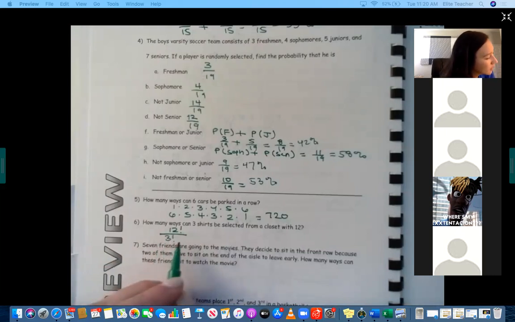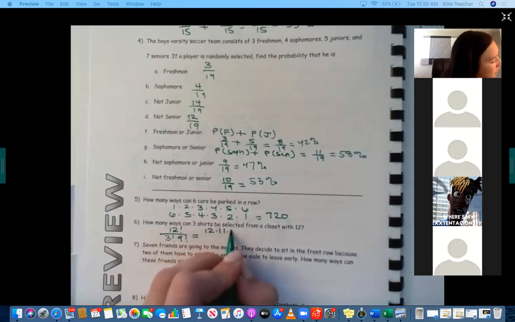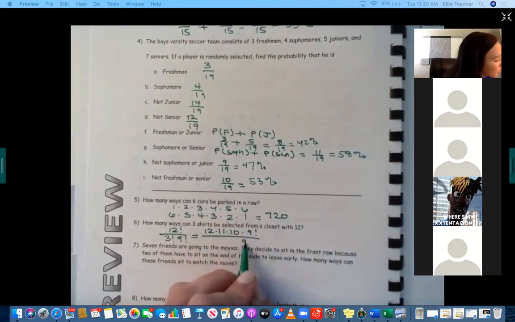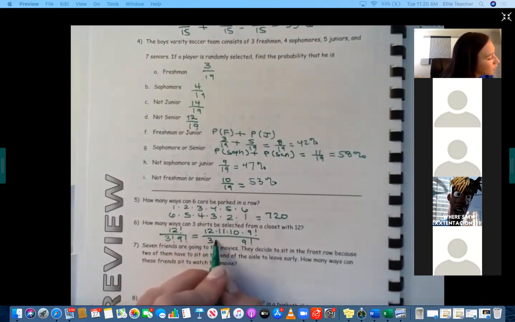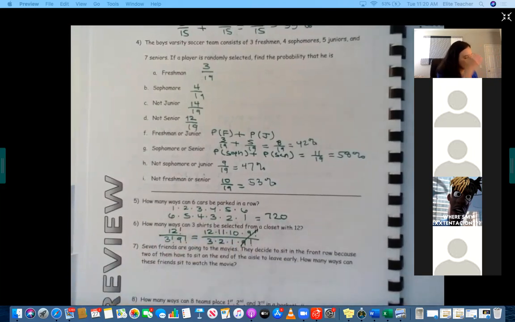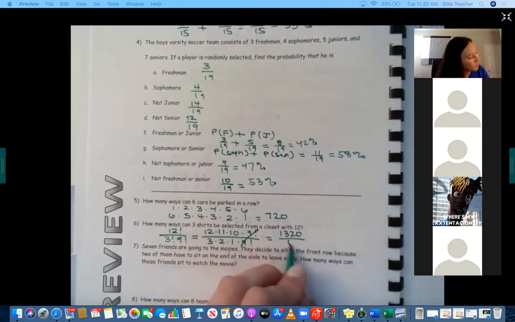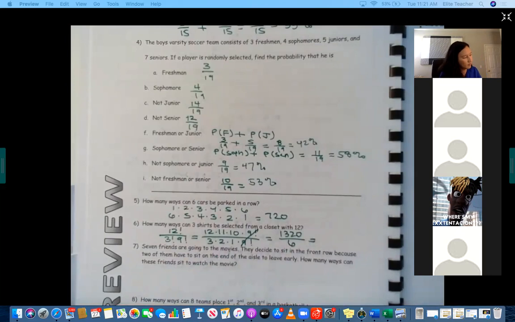And then how many are left? 9. And then we just have to simplify. So 12 times 11 times 10 times 9 factorial, since we're going to be dividing by 9 factorial. We already know those are going to cancel out. So we'll just do 3 factorial, 3 times 2 times 1, and then our 9 factorials cancel out. Then we'll use our calculators for this. 12 times 11 times 10, we got 1320 on top, divided by 3 times 2 times 1, which is 6 on the bottom. There'd be 220 different ways to pick 3 shirts from a closet of 12.